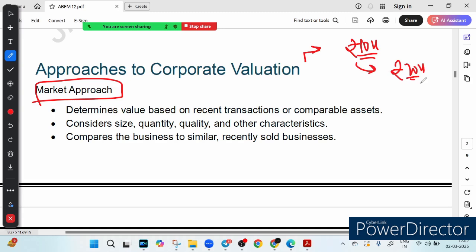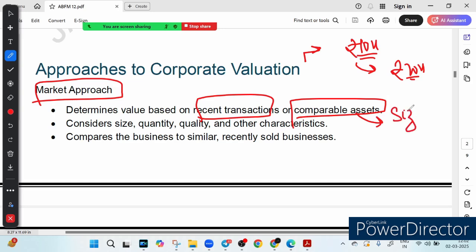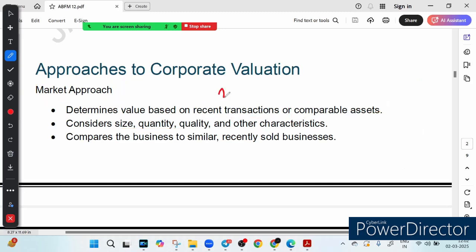Here is how. First of all, recent transactions. The key point is recent transactions. You know what price similar businesses have been sold for. Second, comparable assets, which means how does this company compare in size, quality and performance? Third, industry standards, which means what is the general market rate? It's all about comparison. The market approach helps estimate a company's worth by looking at what similar businesses have been valued at recently. So this is our corporate valuation method.